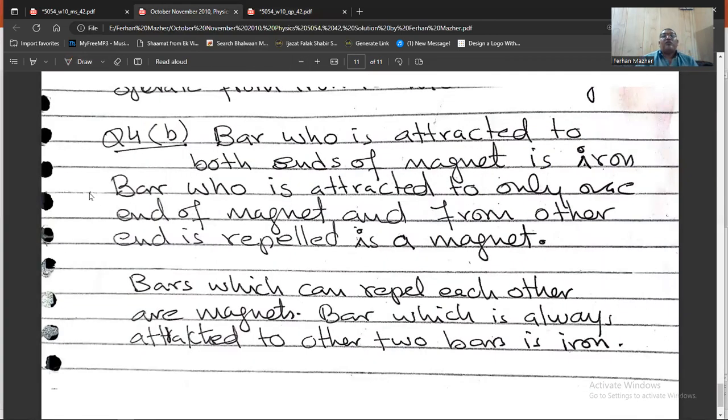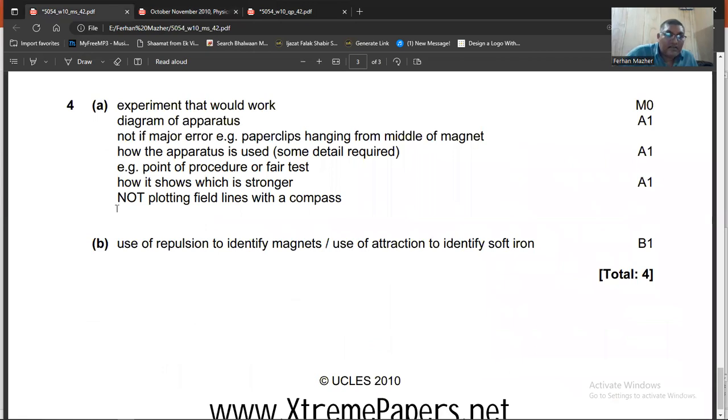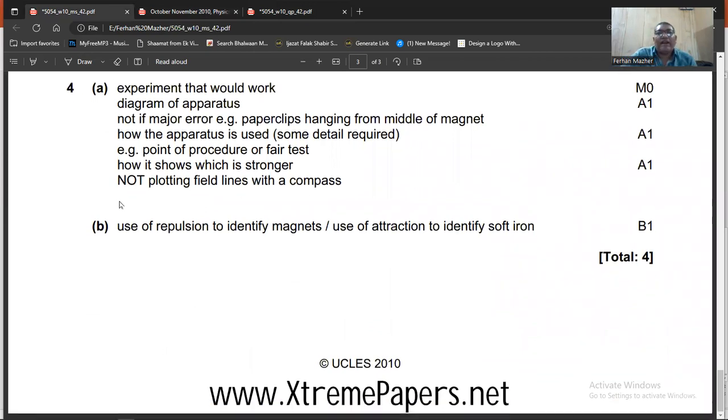So I will try to write the answer. A bar which is attracted to both ends of a magnet is iron. A bar which is attracted to only one end of a magnet and repelled from the other end is a magnet. Bars which can repel each other are magnets. A bar which is always attracted to the other two bars is iron. So the bar which will be repelled from another bar will be a magnet.